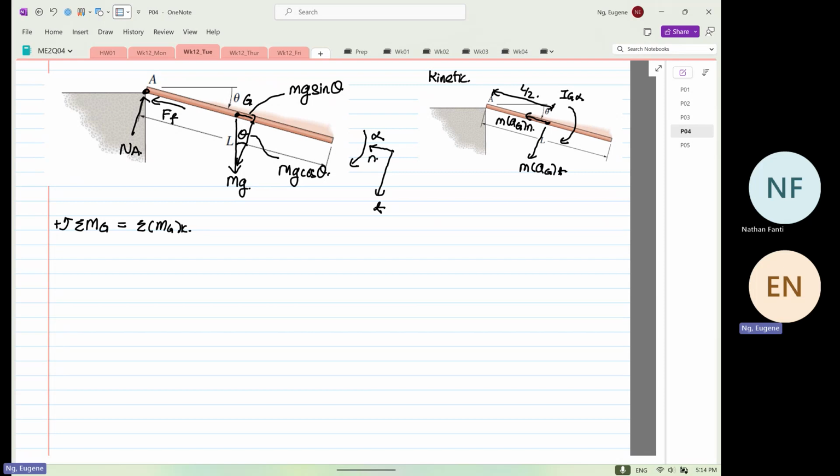Okay, so we are going to take our moment at point G. The only force that will generate a moment is NA, which is clockwise, so it's equal to minus NA multiplied by L divided by 2. And this will be equal to minus also 1/12 M L squared multiplied by what? Alpha. Okay, because there's an alpha over here.